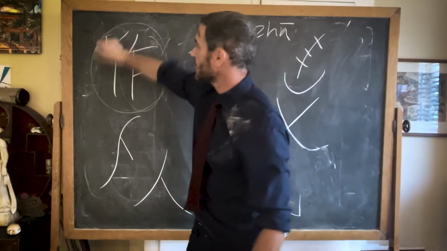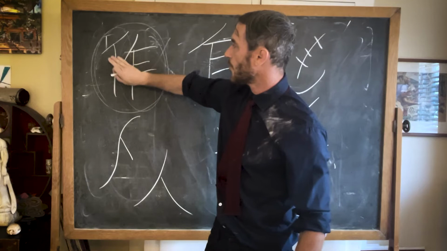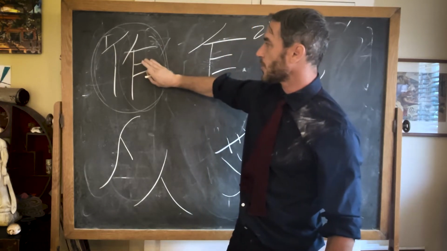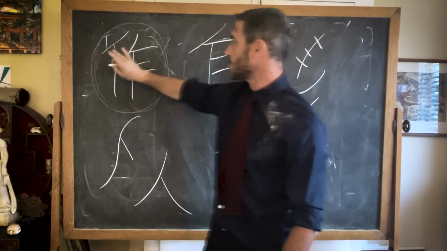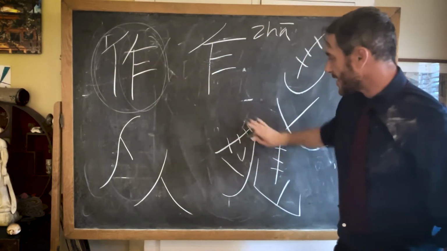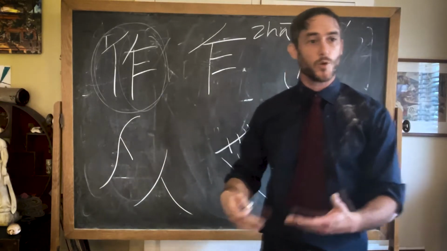And almost every time you see the person radical together with another portion, it refers to some sort of action. So a person doing this, a person making this thing, is zuo, to do or to make.